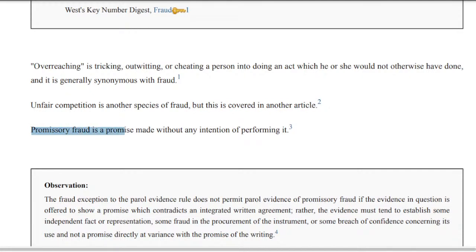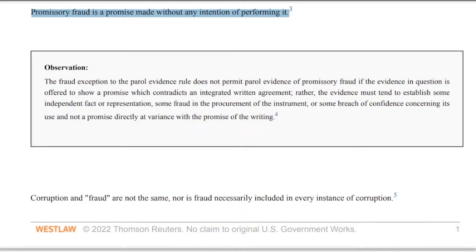Promissory fraud is a promise made without any intention of performing it. Observation: the fraud exception to the parole evidence rule does not permit parole evidence of promissory fraud if the evidence in question is offered to show a promise which contradicts an integrated written agreement. Rather, the evidence must tend to establish some independent fact or representation, some fraud in the procurement of the instrument, or some breach of confidence concerning its use, and not a promise directly at variance with the promise of the writing.